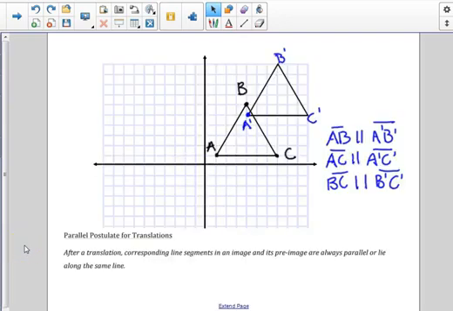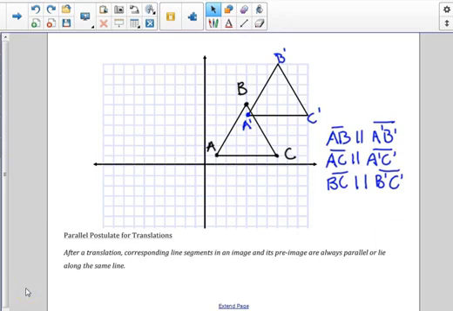So we experimented with triangle ABC, in this case in the coordinate plane, and we translated triangle ABC right 3 units and up 4 units. Once we translated our triangle ABC, we could see that line segment AB was parallel to line segment A prime B prime. Line segment AC was parallel to line segment A prime C prime, and line segment BC was parallel to line segment B prime C prime.